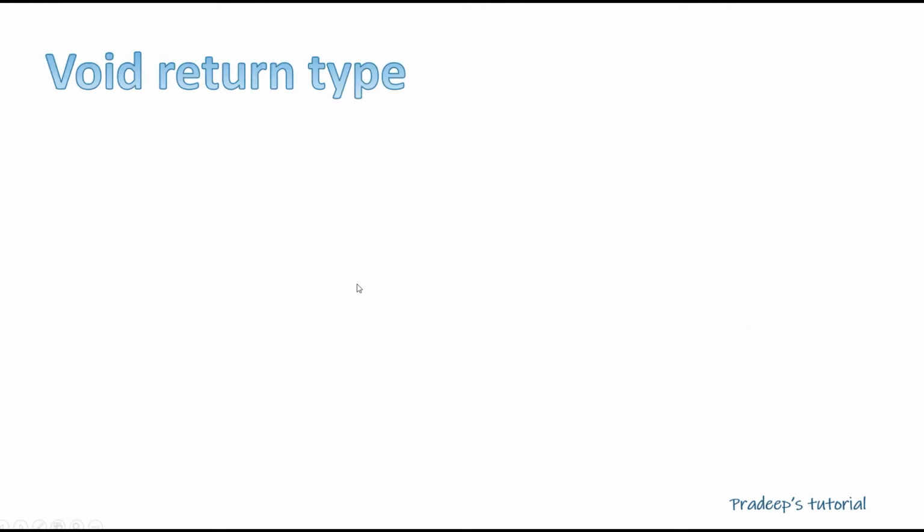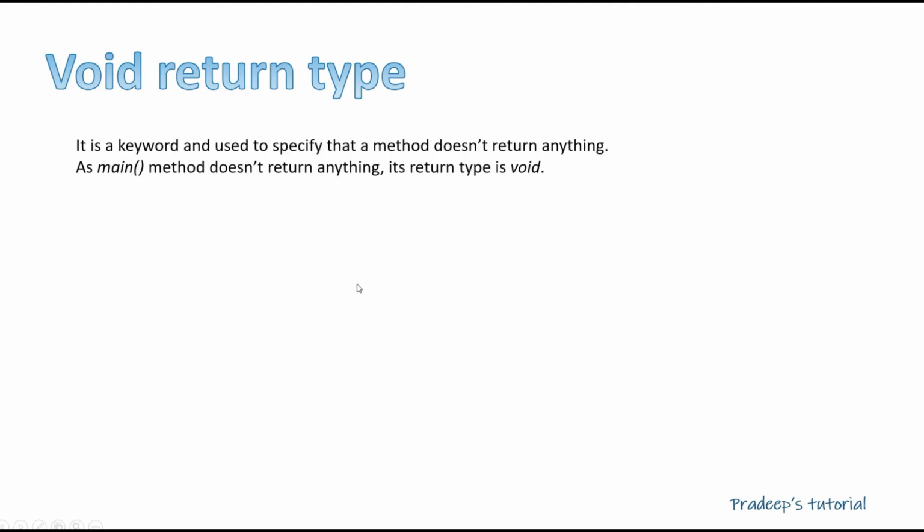So let's see what the next question is. Void is a return type. It's a keyword used to specify that the method doesn't return anything. The main method will not return anything. The main method is just to execute. It's a starting point. So writing a return type will give an error.